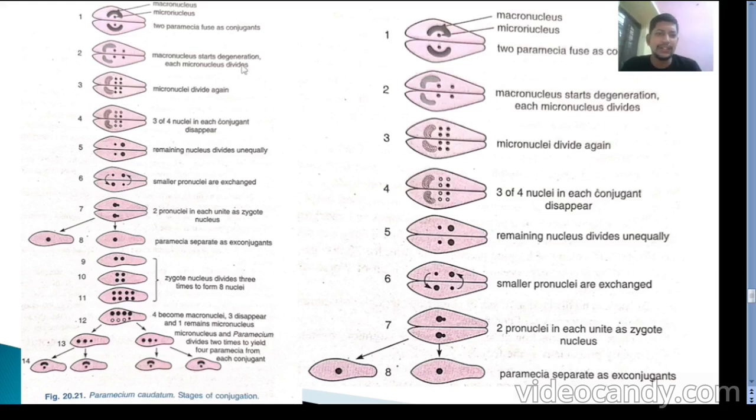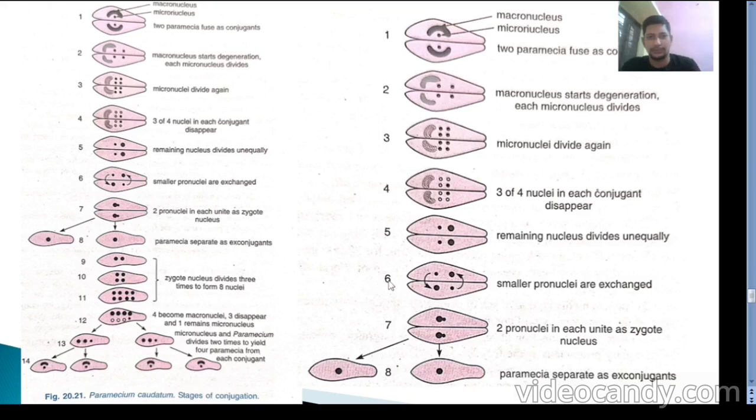Here on the left side you can see an entire diagram of the conjugation process. Suppose in an exam they ask you to draw the diagram, you can draw this diagram, which includes almost 14 steps. Now on the right side I have given a half diagram. This is the main event that you need to understand.